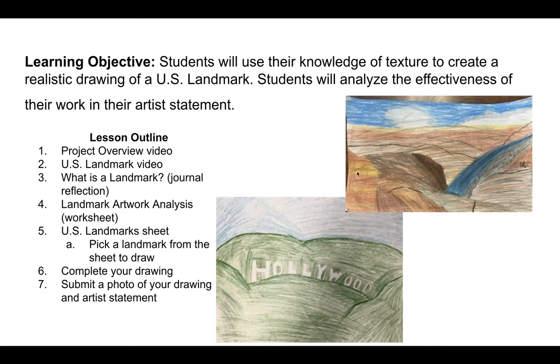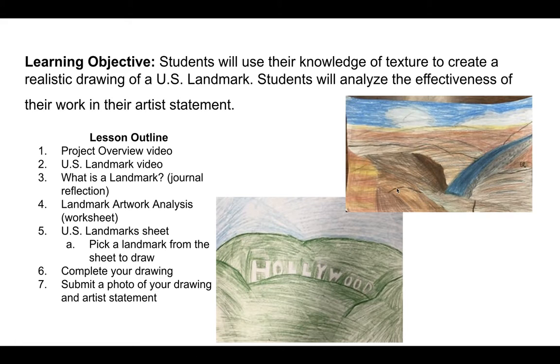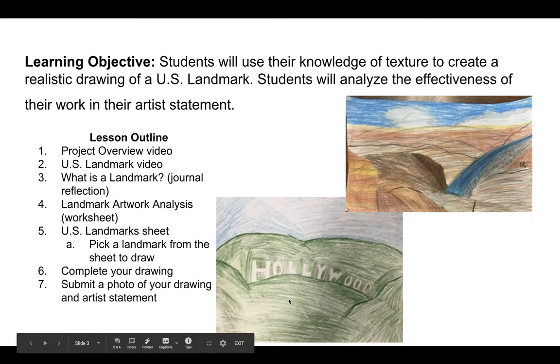So you can see here I have 2 different examples. Here we have the Grand Canyon. This is done in color pencil, and you can see they're using lots of different colors and blending and overlapping colors to create the texture of the dirt and the ground in the Grand Canyon. You can also see a little bit of water here. So they did a pretty good job at creating texture by using the different colors, and it does show the landmark pretty well.